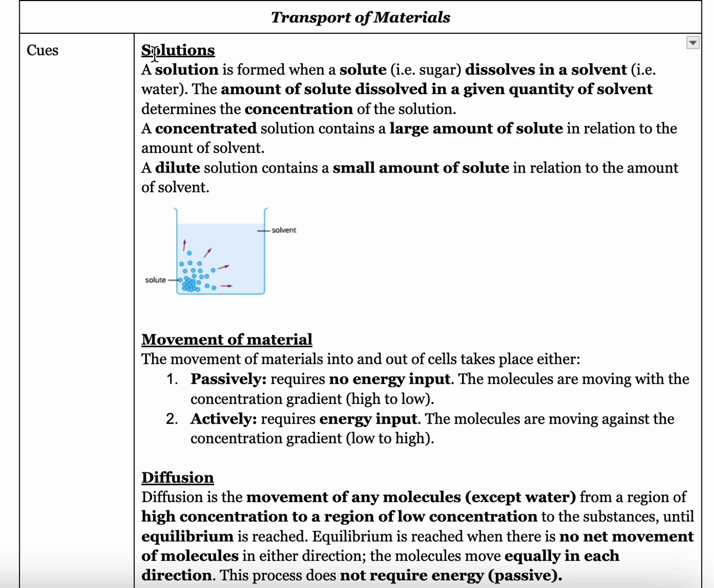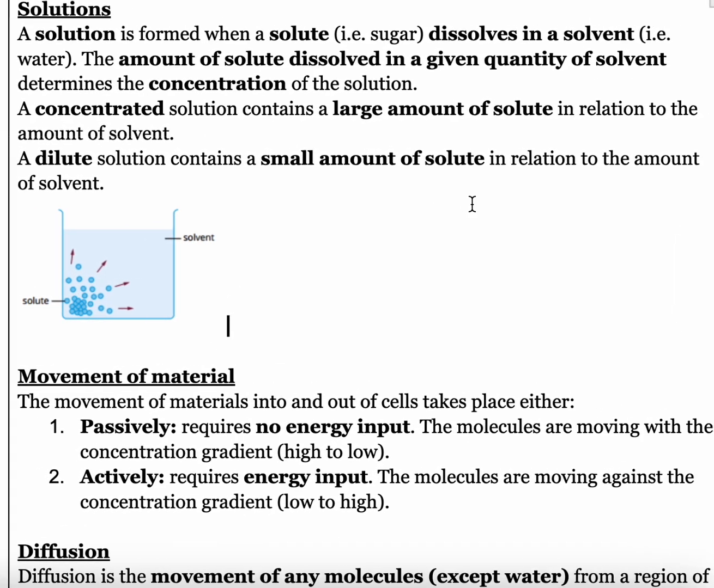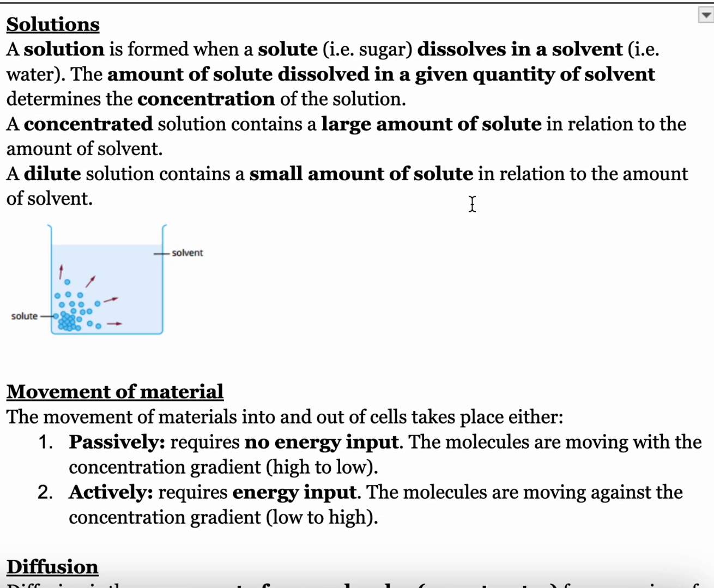So, let's talk about solutions first. A solution is formed when a solute dissolves in a solvent. The amount of solute dissolved in a given quantity of solvent determines the concentration. A very concentrated solution has a lot of solute in relation to the solvent, and a dilute one has a very small amount of solute.